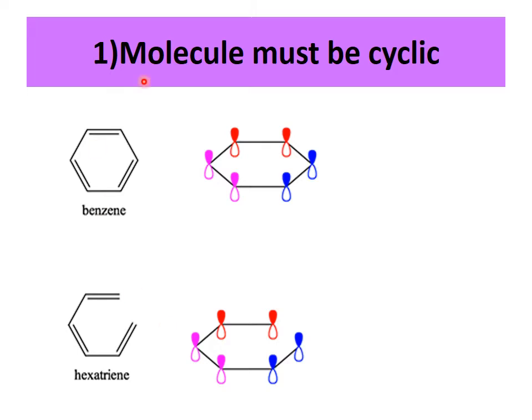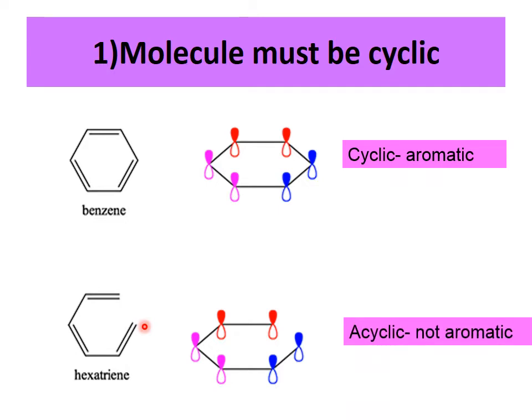So first criteria, the molecule must be cyclic. You can see this is a benzene structure. Cyclic means they are in a ring. And then for the second structure, the ring is not complete, so it's not considered as cyclic. So acyclic is not an aromatic compound.